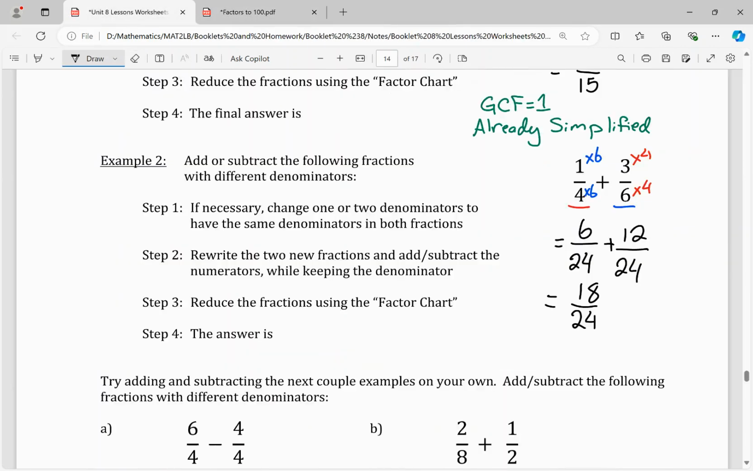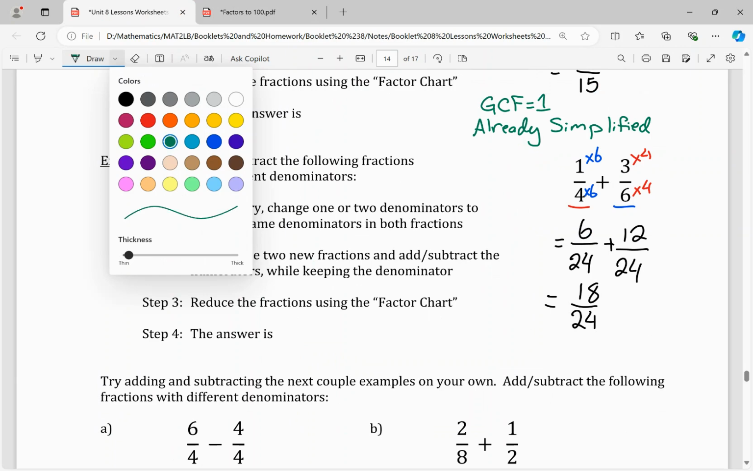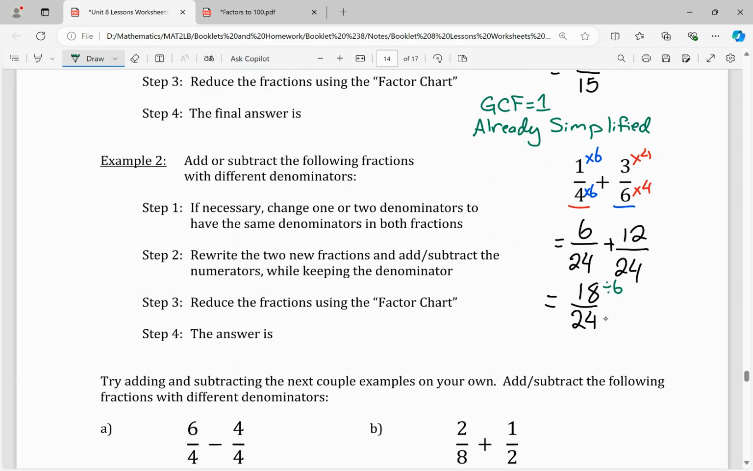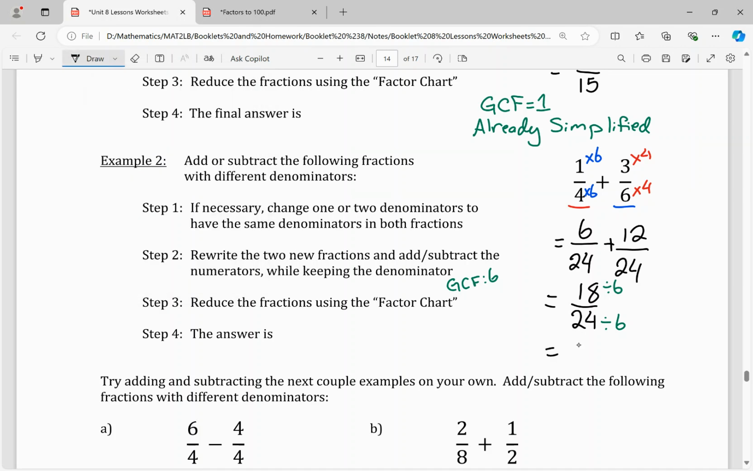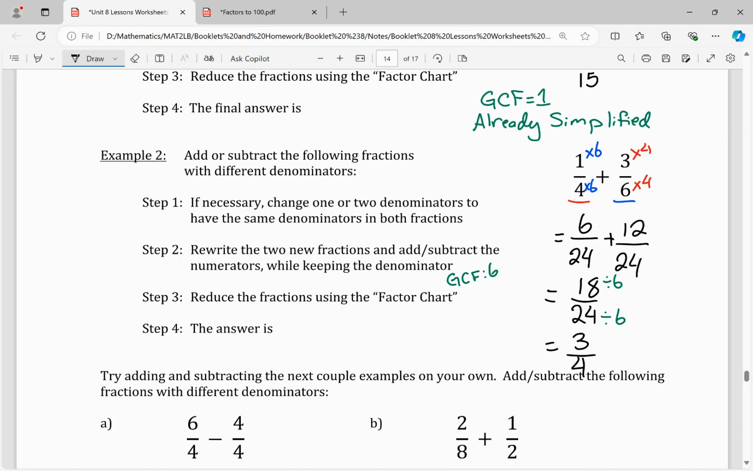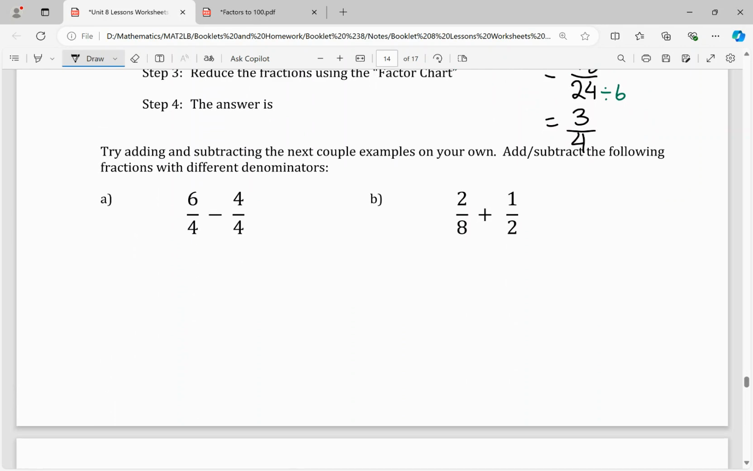Right, so that means that we divide both the top and the bottom numbers by 6 because the GCF is 6. And that is going to give us 18 divided by 6 is 3, and 24 divided by 6 is 4. So final answer, fully simplified, is 3 over 4. All right, try these next two problems on your own, and then make sure that your answers match mine.